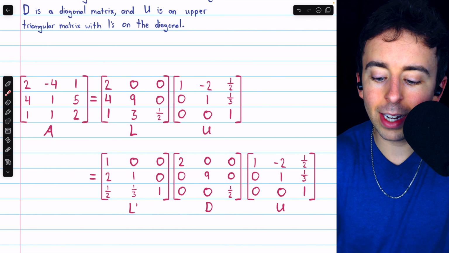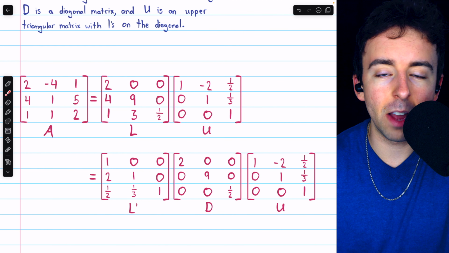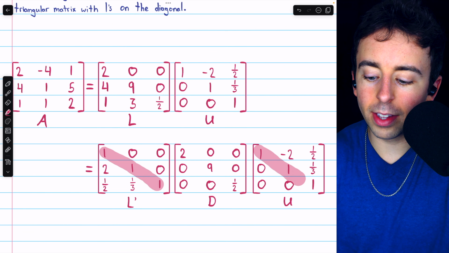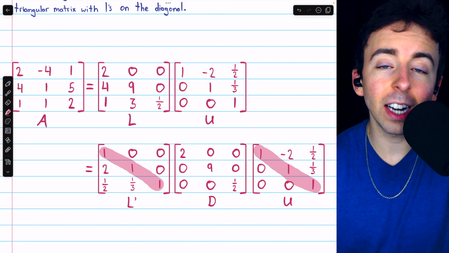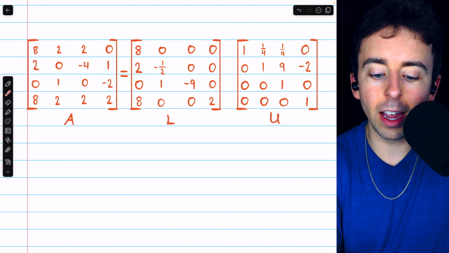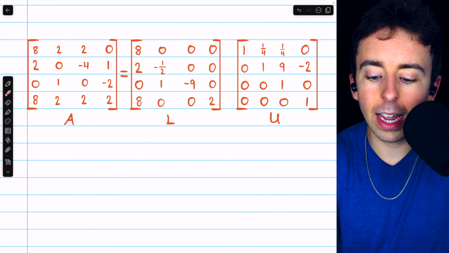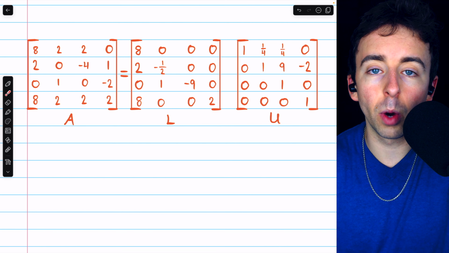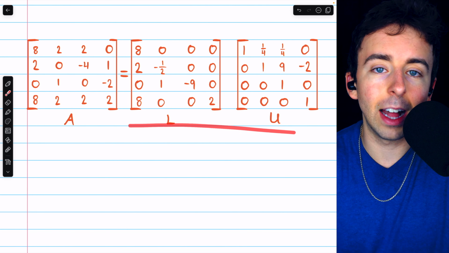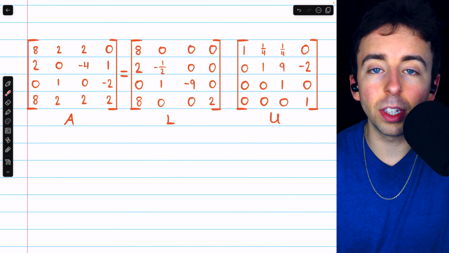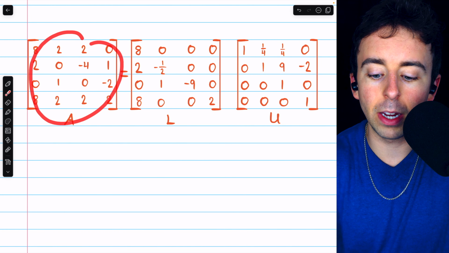We continue in that way to construct this L prime DU factorization. And again, notice how we have those 1s as the diagonal entries of the lower and upper triangular matrices in this factorization. Here's one more example, a 4x4 matrix A and an LU decomposition of A. I'll leave a link in the description to a video where we go over constructing this LU decomposition. I'll give you a second now to try finding the LDU decomposition of this matrix A.